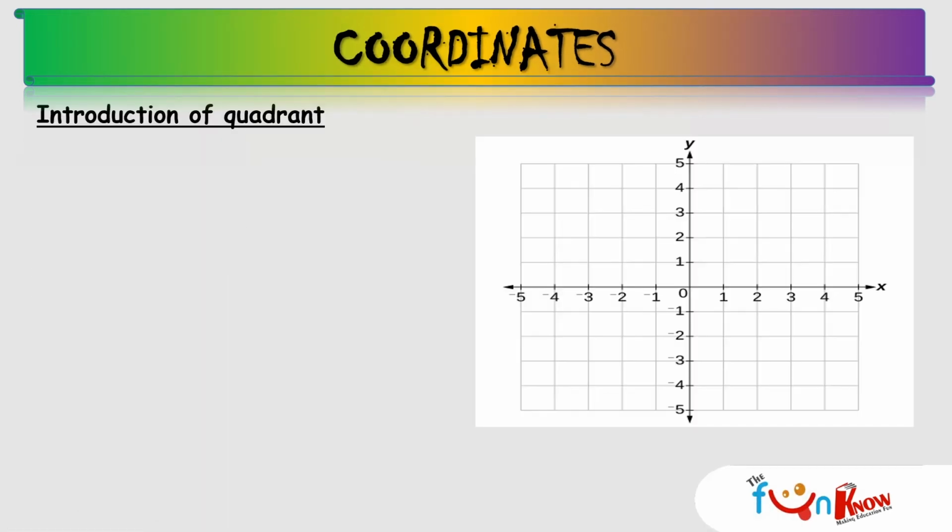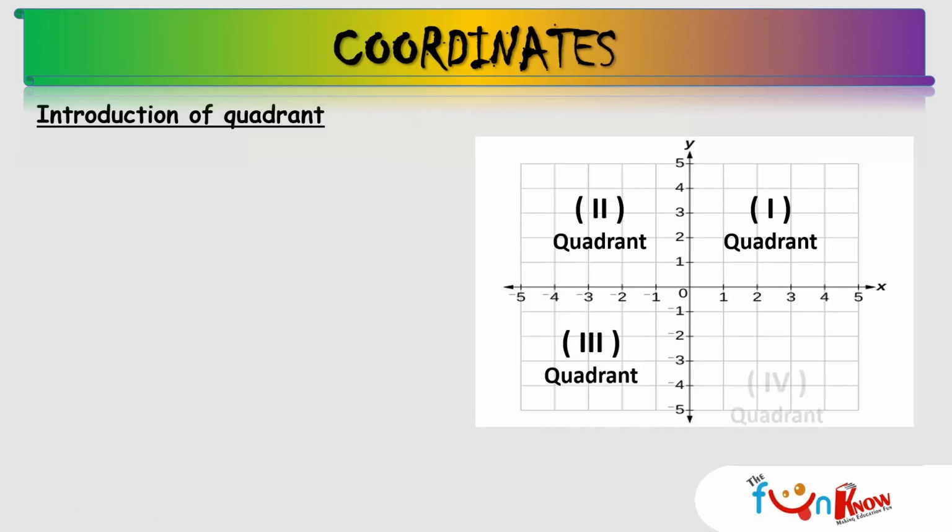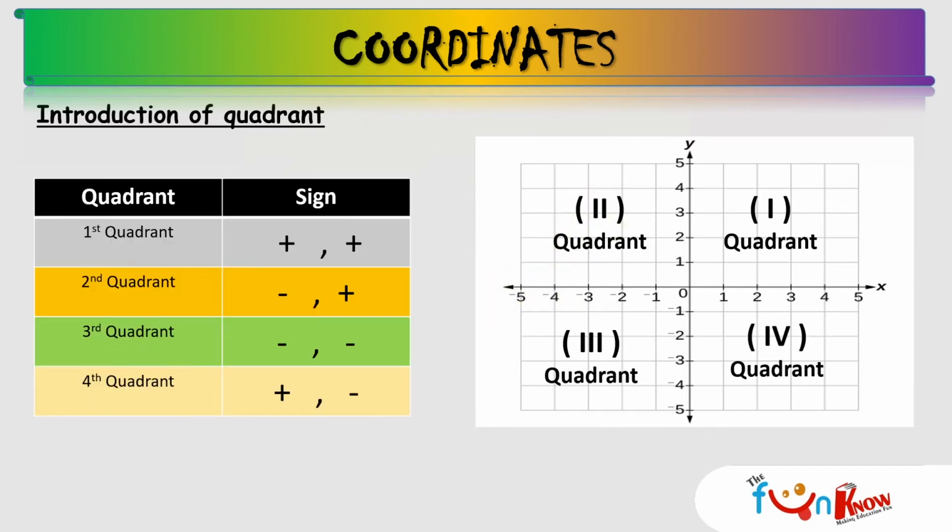Now students, let's have some introduction to quadrants. As you can see in the figure, the coordinate plane, or the graph itself, is divided into 4 quadrants: quadrant 1, quadrant 2, quadrant 3 and quadrant 4. So now students, if anyone asks you how many types of quadrants there are in a coordinate plane or in the graph, the answer will be that there are 4 types of quadrants. Now let us study all the quadrants, students.